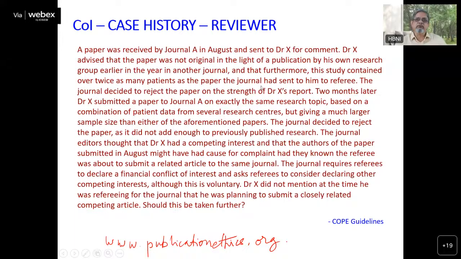So that was the reason he said that this paper is not original and it need not be published. But then what happened after that? The journal decided to reject the paper on the strength of this report. But 2 months later, the same person, Dr.